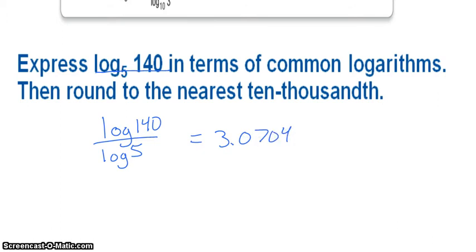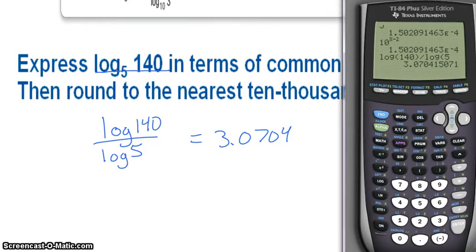And again, just because there is that room for error, you can always check. Think about what this means. 5 to what exponent is 140? So I can always double check this by saying, hey, what's my base to my exponent? And I got 140. So I'm in good shape.